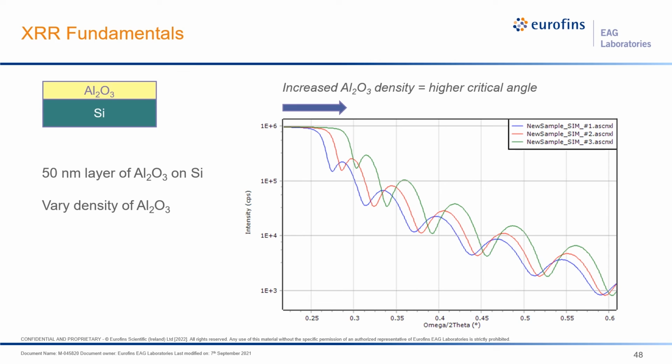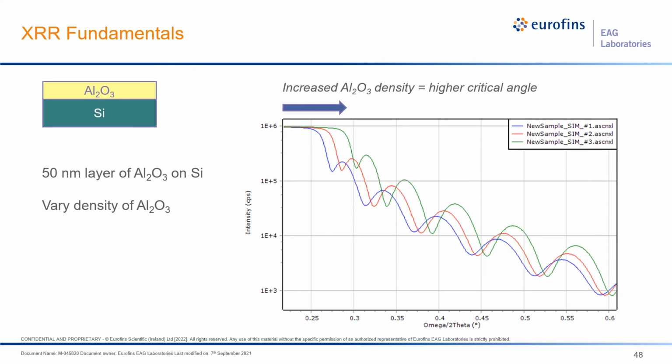To illustrate this, I've simulated a 50 nanometer layer of aluminum oxide on a silicon substrate. I've kept all parameters constant except for the density of the aluminum oxide, which I vary between 3.2 and 4. Consider it like an experiment to determine the effective deposition temperature on the density of the film, say. In the plot on the right, you'll see intensity as a function of angle, with the angle being very small because it is X-ray reflectivity.